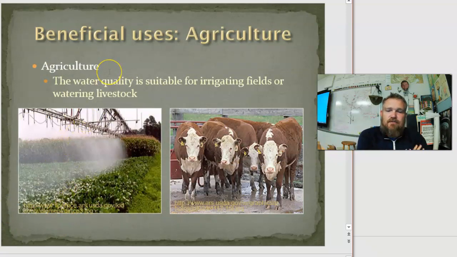Agriculture is the 5th beneficial use. We raise cattle and crops for food, so using non-contaminated water on that is probably going to be good for us in the long run. So we monitor for that.